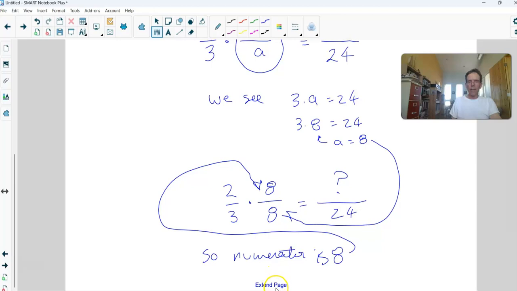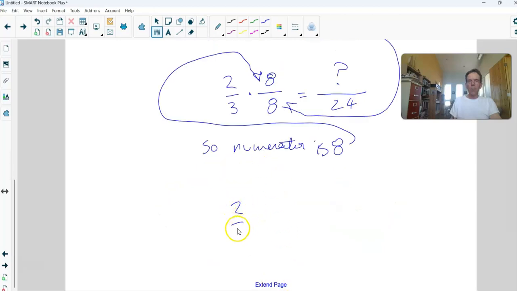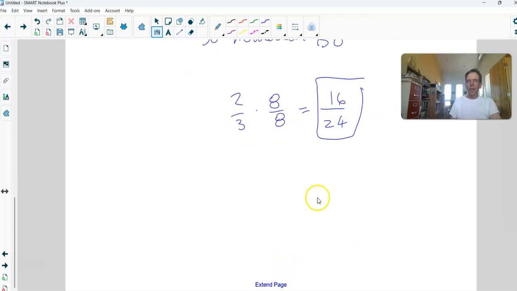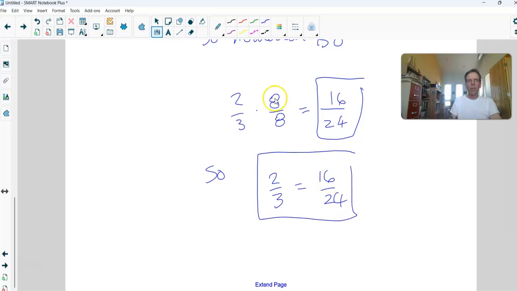Therefore, this thing we don't know is easy, right? It's 2 times 8. So 2/3 times the 8 over 8. We get the 24 on the bottom, and the top is going to be 16. So here's our equivalent fraction to 2/3 that has 24 as a denominator. Okay. So 2/3 equals 16/24. Almost looks like 16/29. Let me fix it. 16/24.